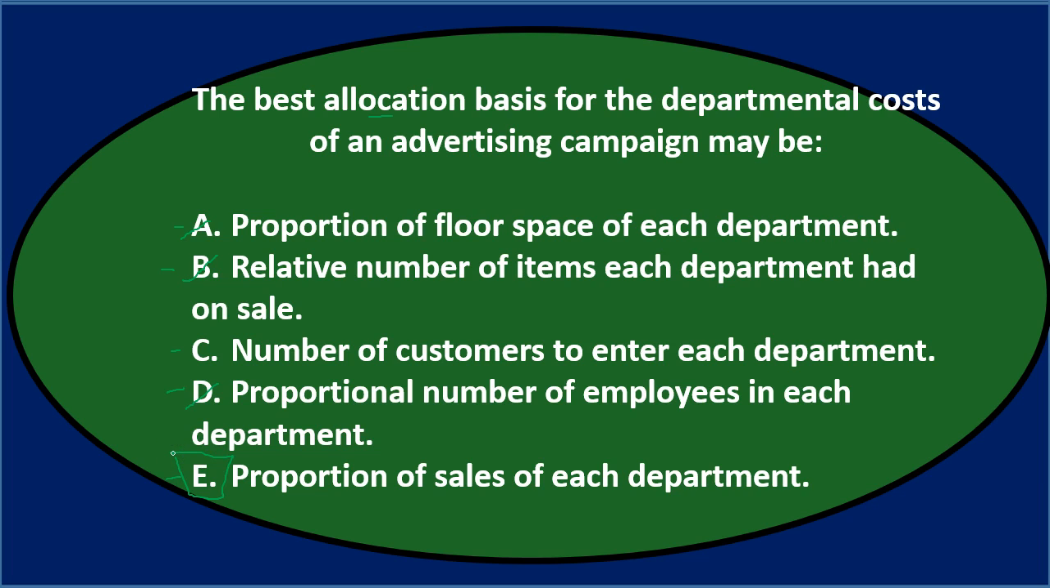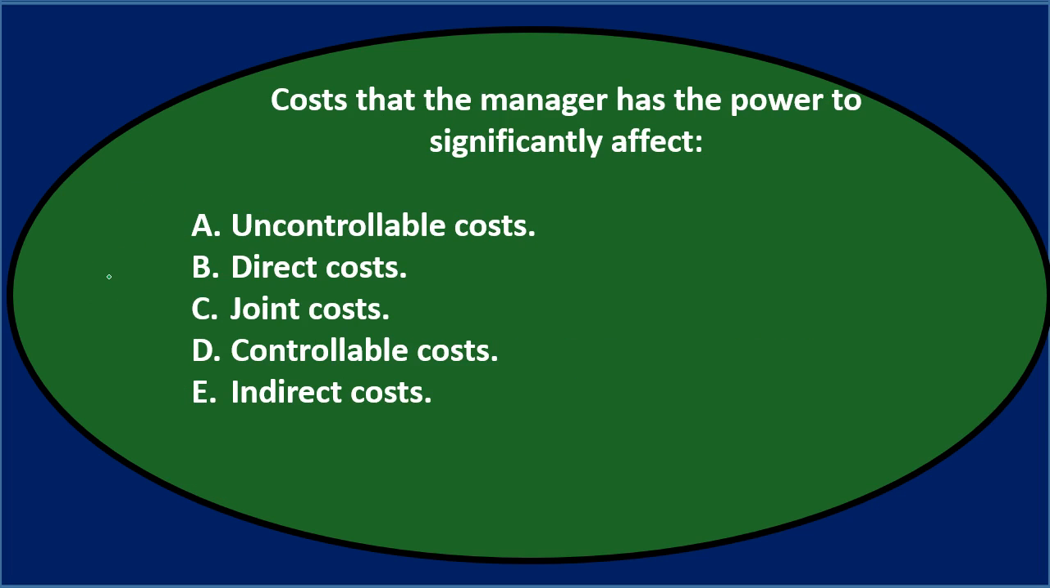We can use the ratio of sales to apply out the advertising campaign to the relevant departments. So final answer, the best allocation basis for the departmental costs of an advertising campaign may be E, proportion of sales of each department. Next question.